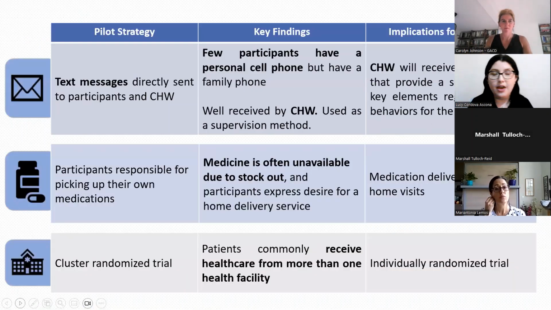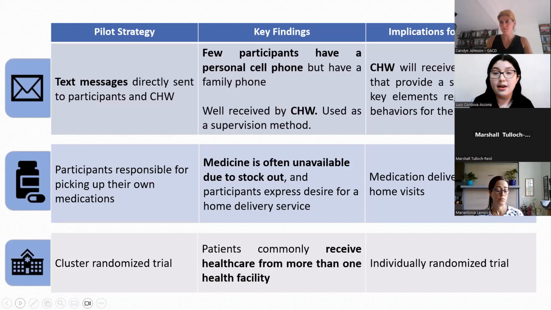Instead of using text messages, and the reason why we didn't go digital with this intervention, is that most of our target population didn't have their own personal cell phone. Most of the time they have a family phone. And this is very interesting because one might think, okay, why not go digital? Well, considering the barrier of language and the barrier of economic resources too, the population lacks these resources.